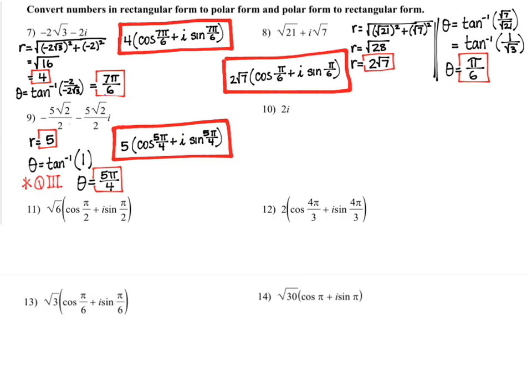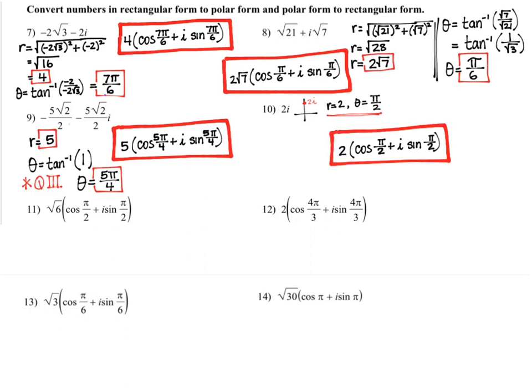For number 10, the easiest beginning of this is to graph it. Whenever there's just one, either just the a or just the b, graph it and look to see what's going on. The r is the distance from the origin, so your r is 2, and it's straight up, so it's the theta of pi over 2. Writing out our complex number, we have that in polar form.